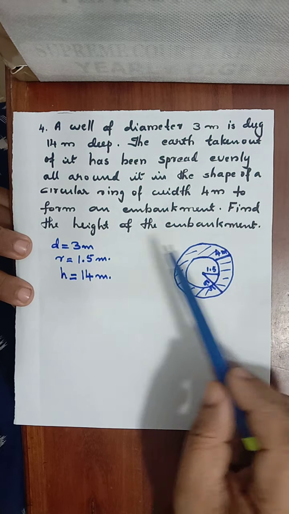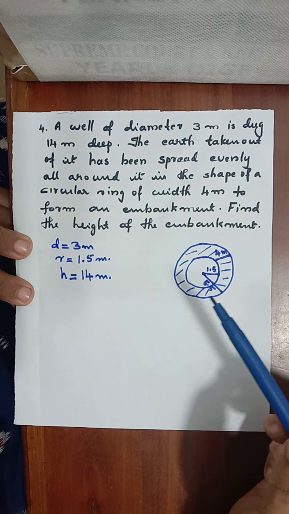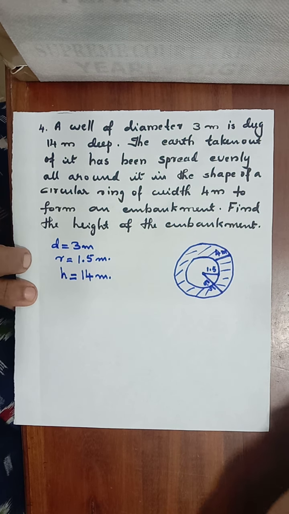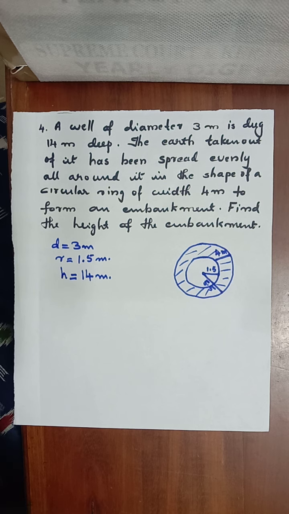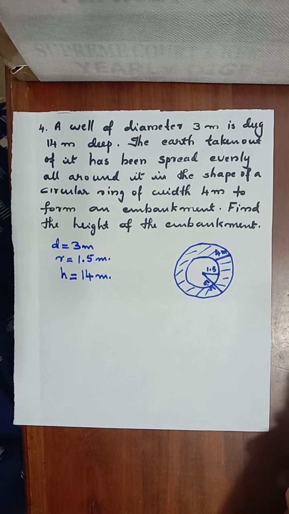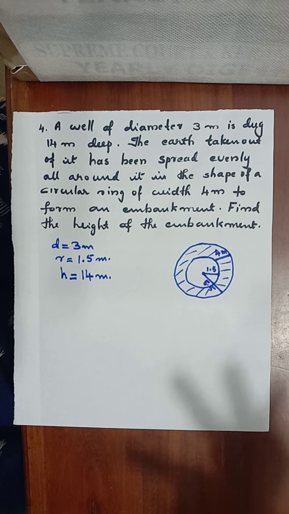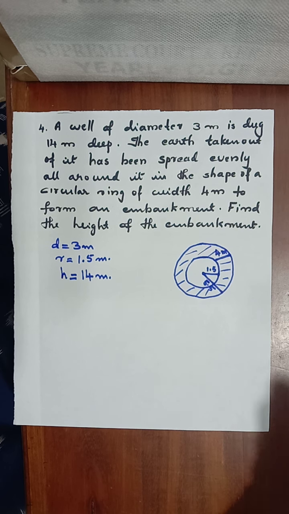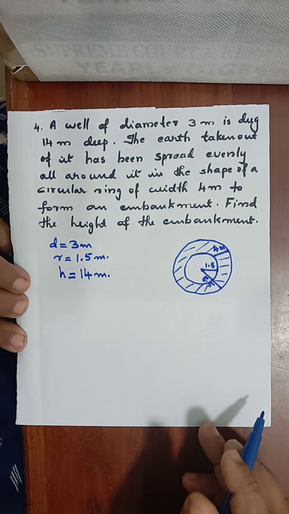Form an embankment. Find the height of the embankment. The height of this platform we want to find out. Height of the embankment means the height of the platform. So earth taken out of the well is used for making the embankment. So the volume of the embankment will be equal to the volume of the cylindrical well, or the volume of earth taken out. So how do we write that?